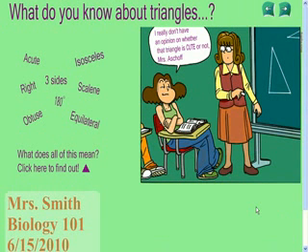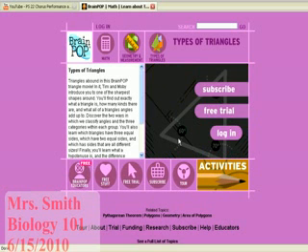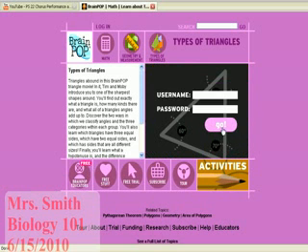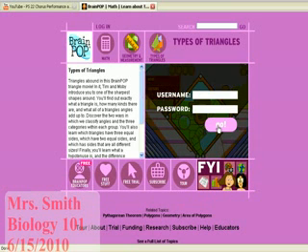My first slide just has a cute little cartoon caption, and then what do you know about triangles? I put a lot of the buzzwords about triangles, and then I have what does all of this mean, and then I did a link out to Brain Pop, and it would show you the video here.